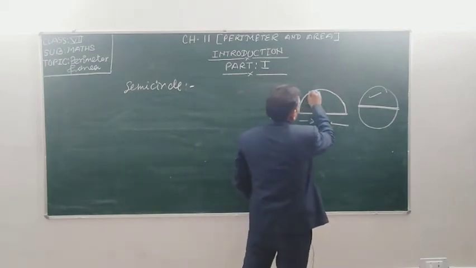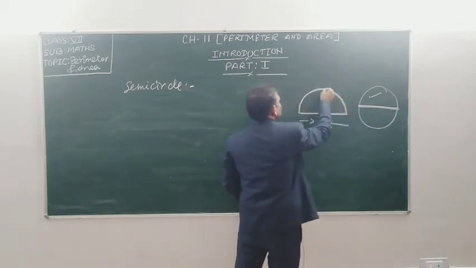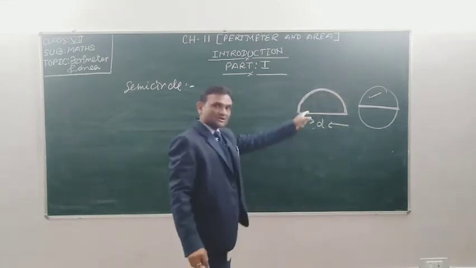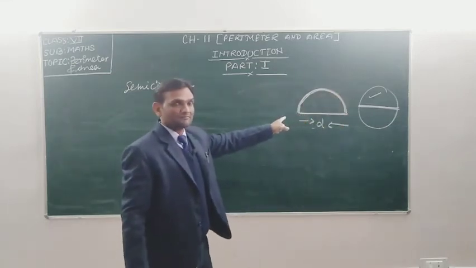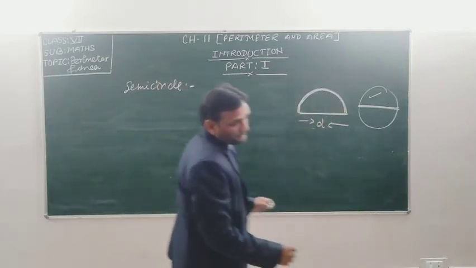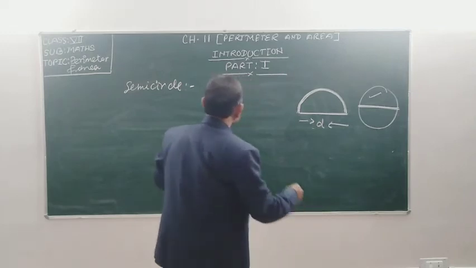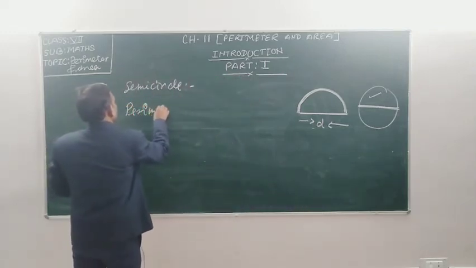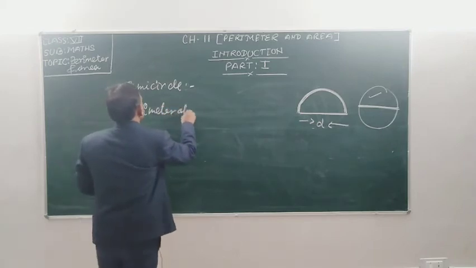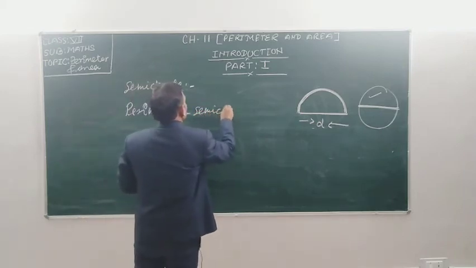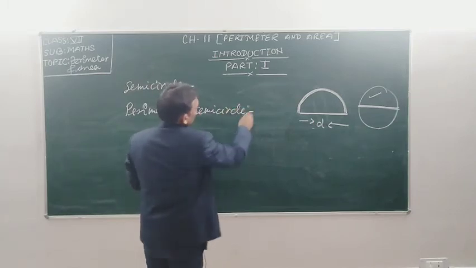And this is the circumference. This is the circumference and this is half circumference. Half circumference, not full circumference. So, student, firstly, we are going to find out the perimeter of the semicircle. Perimeter of semicircle.